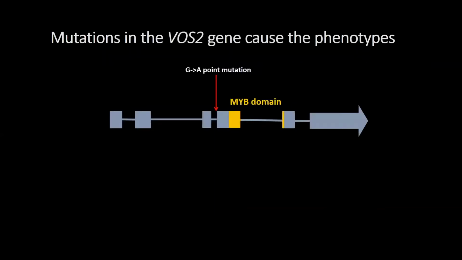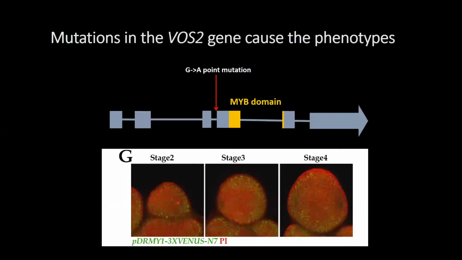So why is the sepal more variable in the BOS2 mutant? To answer that question, I first tried to obtain some insights from the gene function. I did map-based cloning and identified a G to A point mutation in a gene which encodes a MIP domain protein. I expressed fluorescent proteins under the promoter of the gene and found expression in the early flower, indicating a role of BOS2 in early flower development.